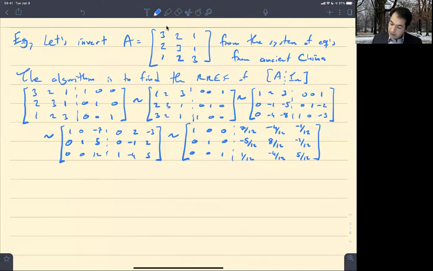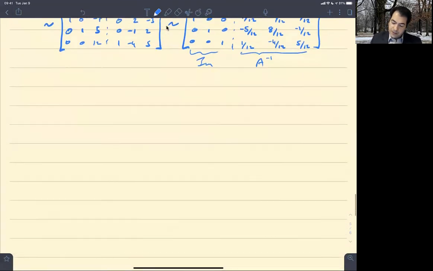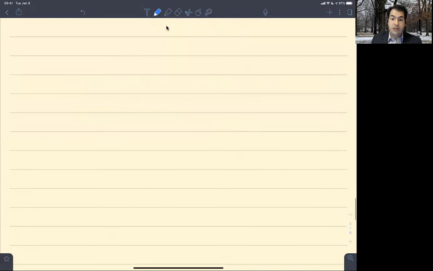Right? And we ended up here with the identity matrix, and we ended up here with what has to be A inverse. Right? So there you go. We've inverted the matrix just by doing row operations. Just putting a large augmented matrix into reduced row echelon form.